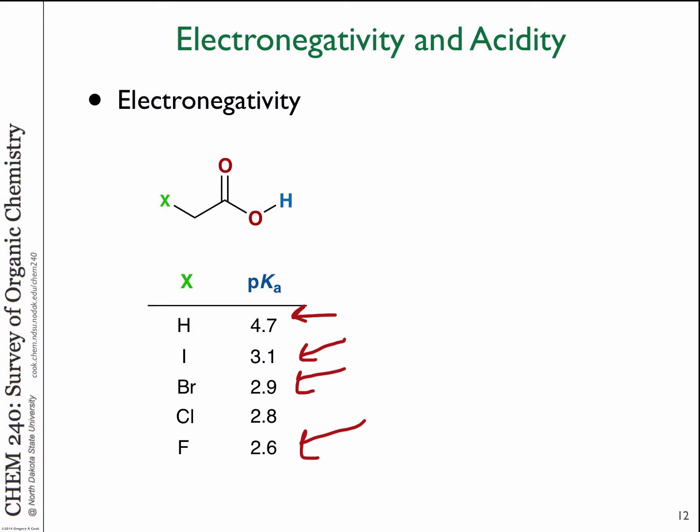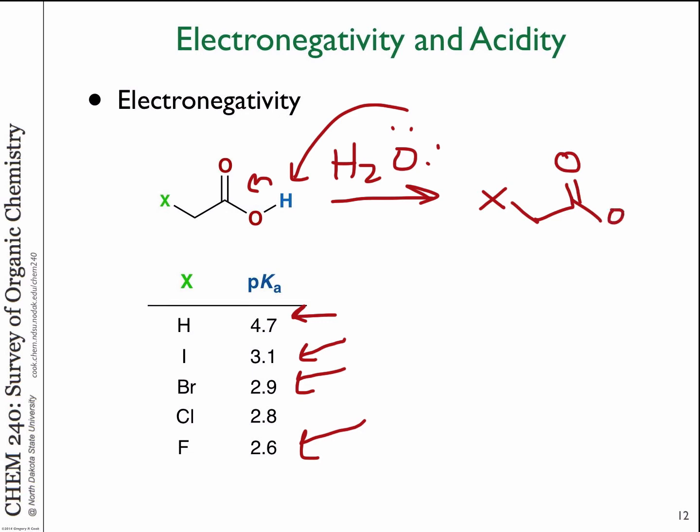What do you think would cause that proton to be easier to give up? The anion must be becoming more stable, lower energy. As you go from hydrogen to fluorine, the anion you generate in this reaction, let's say we react with something like water, you generate this anion, right? Well, why would making X more electronegative make that more stable? It's one way of spreading out charge through an inductive effect.